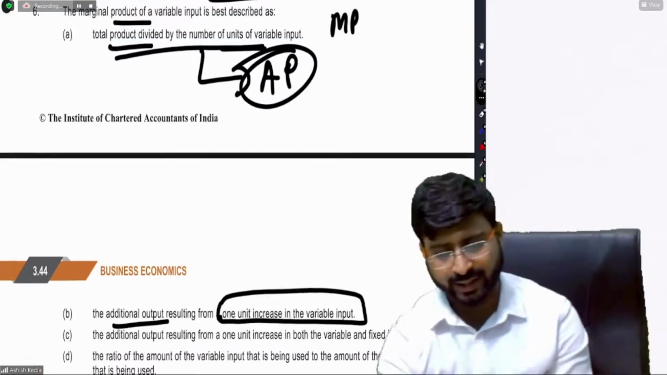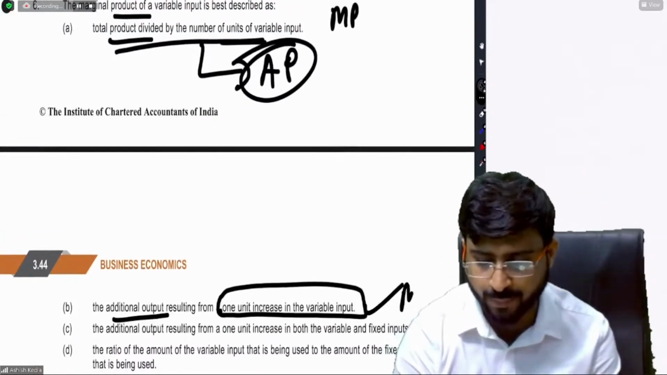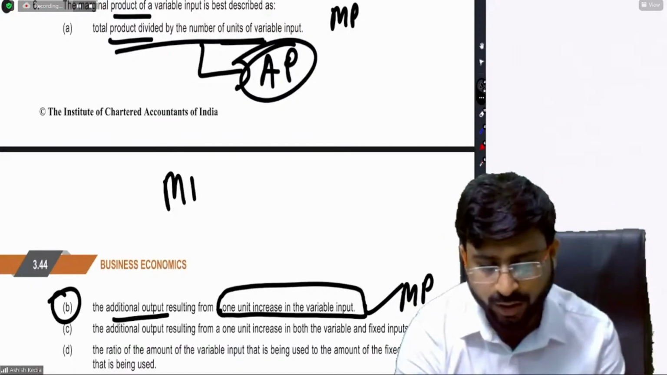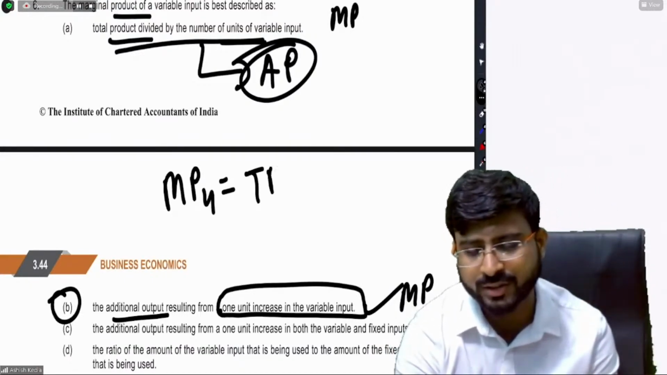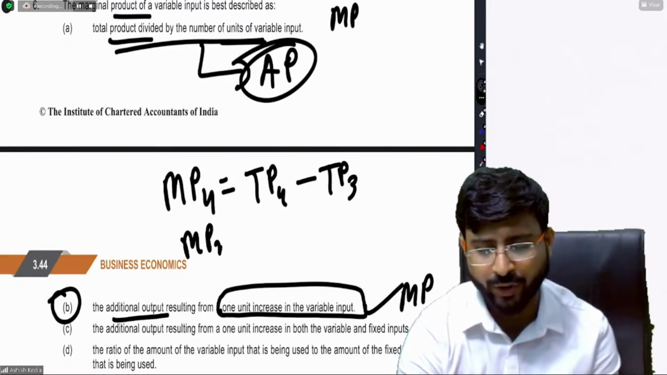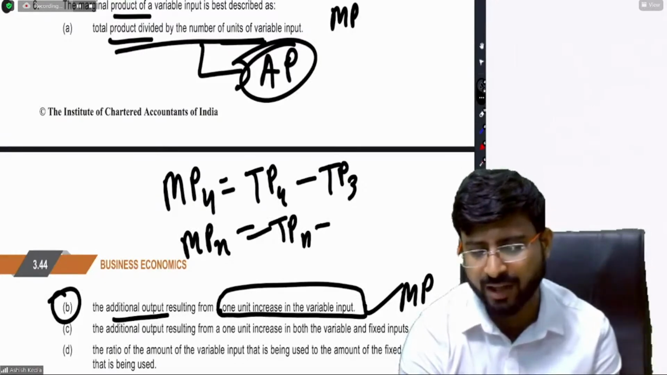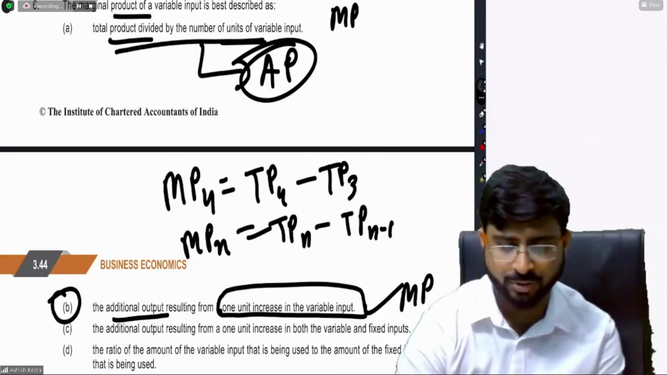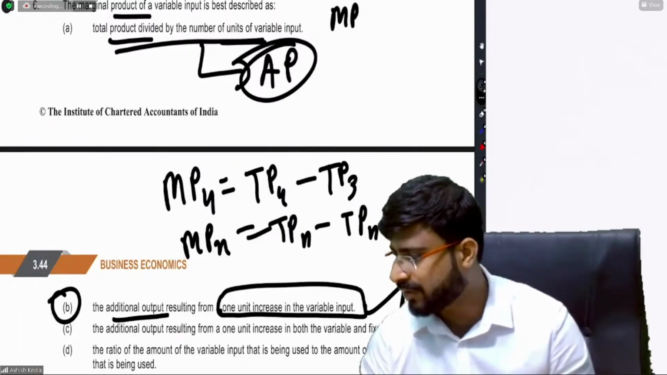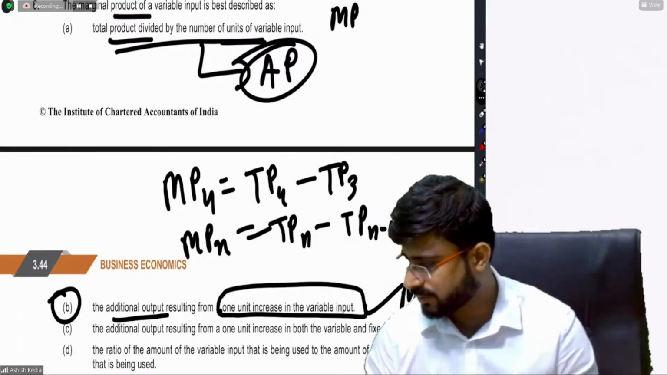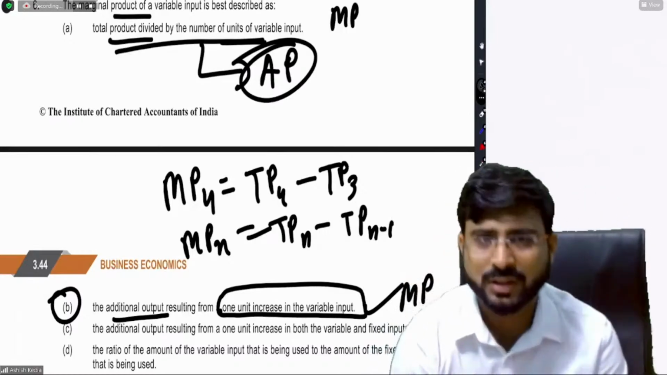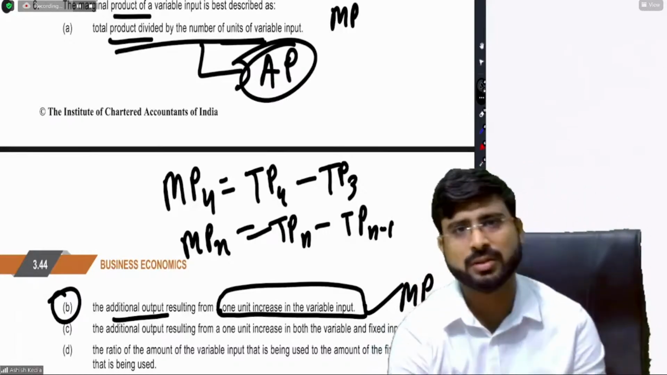Correct answer. So this is MP. B is the answer. I have taught you all that if you have to find MP of 4 units, it will be TP of 4 minus TP of 3. So if you have to find MP of n unit, it will be TP of n minus TP of n minus 1 unit. That we all already know. Yes or no, everybody? Yes, 6B is the correct answer.